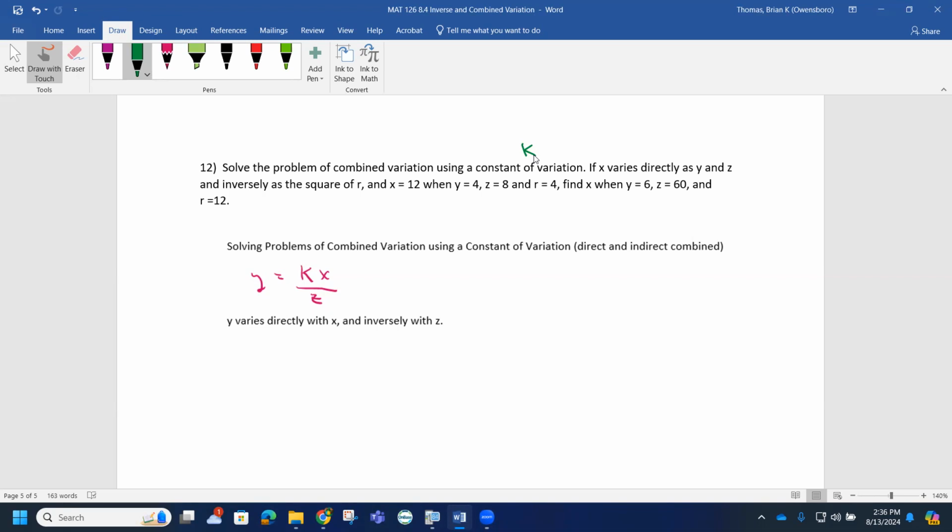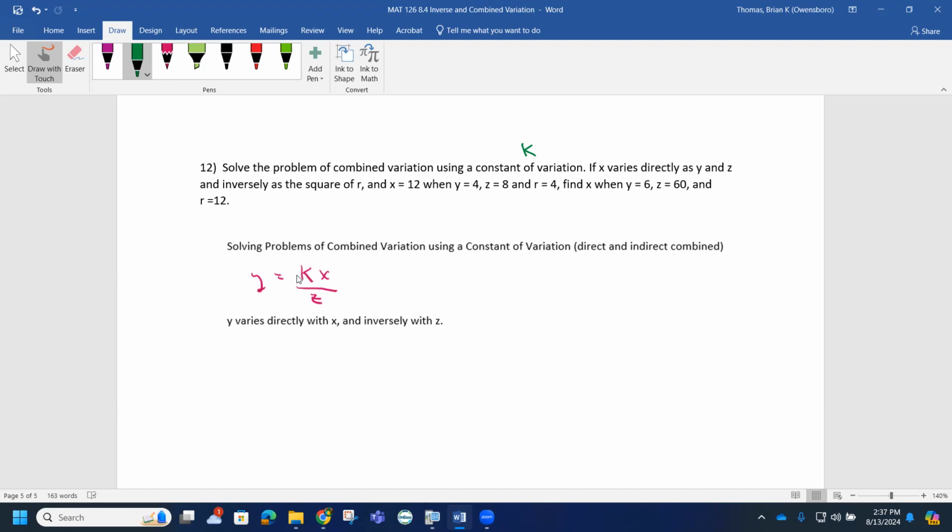So if x varies directly as y and z, and inversely with the square of r, so square kind of means a power of 2. And x equals 12 and y equals 4 and z equals 8 and r equals 4. So we have some information there. Then it says find x when y equals 6, z equals 60 and r equals 12. So it looks like to start with, we're going to use this formula to find what k is.